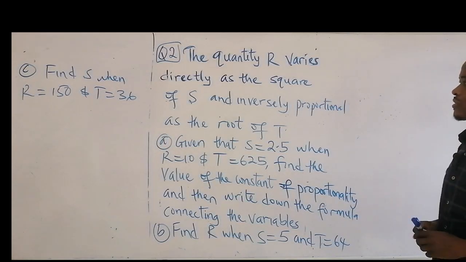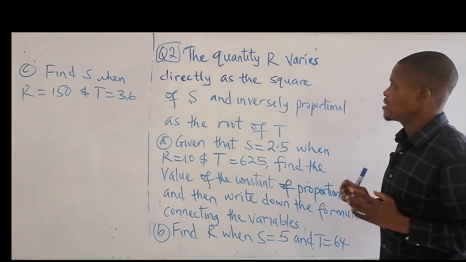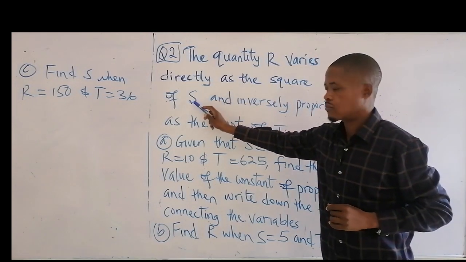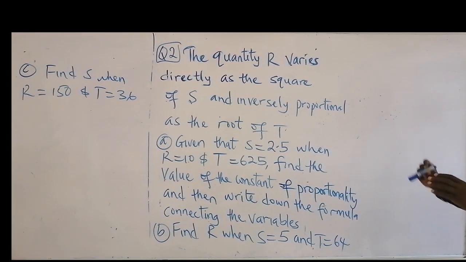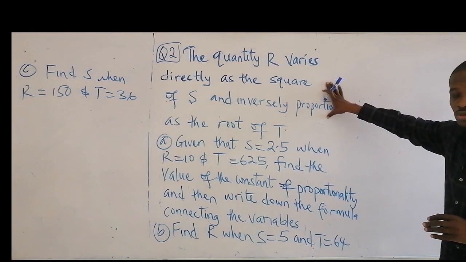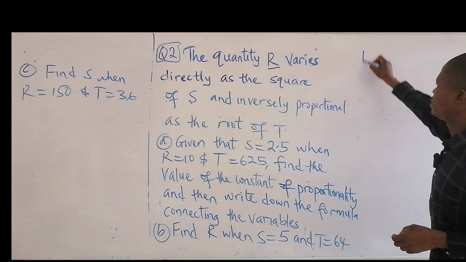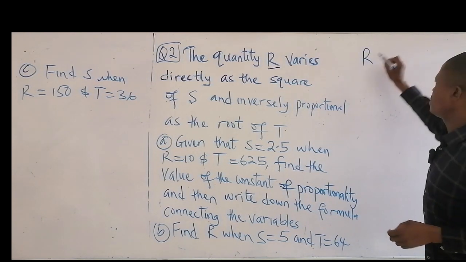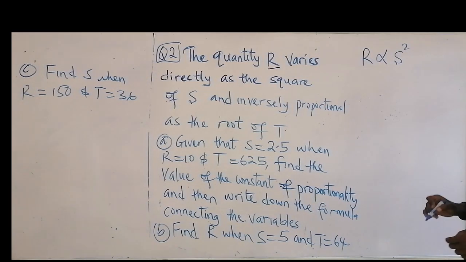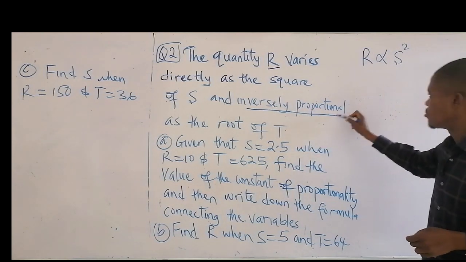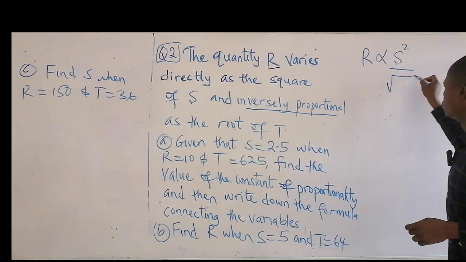Yeah, question 2. The quantity R varies directly as the square of S and inversely proportional to the root of t. So let's quickly translate this one to a mathematical expression. The quantity, given the letter for that quantity, varies directly as the square of S, S squared, and inversely proportional, inversely over root of t. This is the root of t.